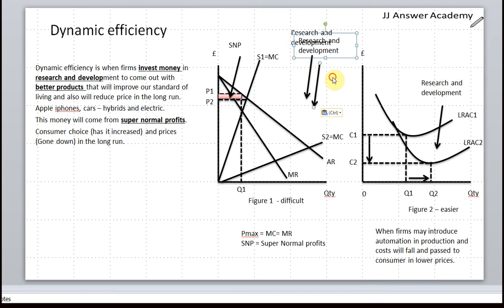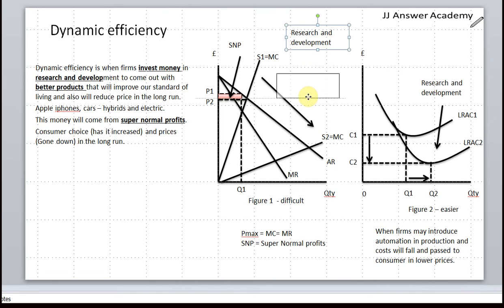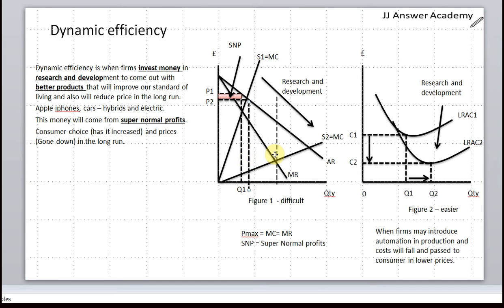So they're supplying more. Wait, let me just put this here. Because of research and development, the supply curve has moved from S1 to S2. The new price for profit maximizing output is where MC is equal to MR, which is at this point.